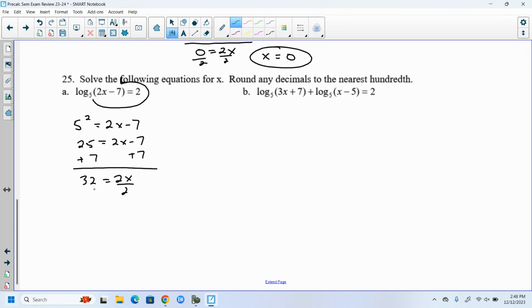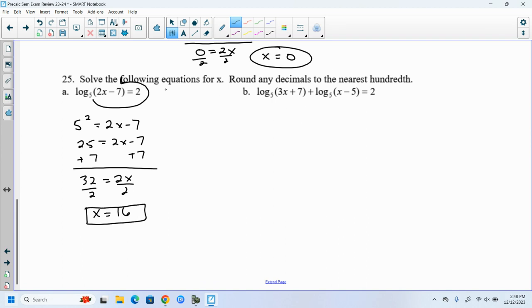Divide by 2. X equals 16. Now remember, we're not allowed to take the log of a negative number. So you can get a negative answer. You just got to make sure when you plug it in, it doesn't give you a negative number. And it does not in this case. So x equals 16 is fine.